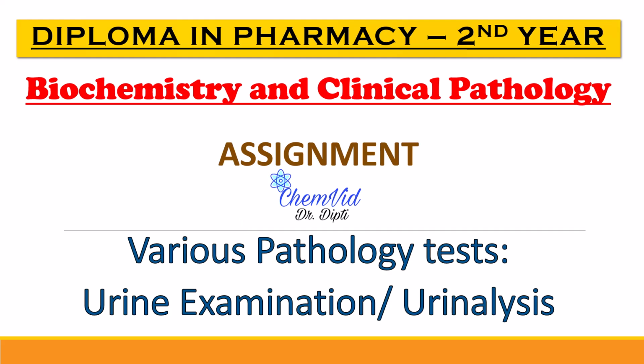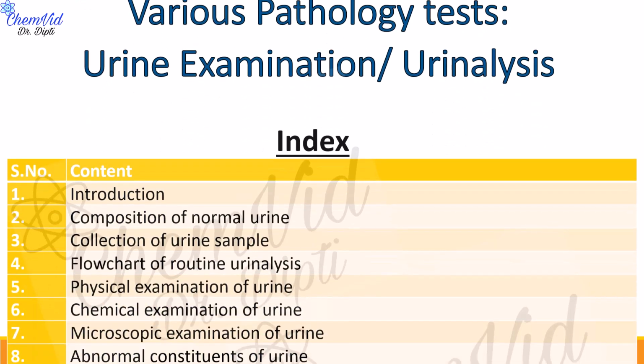Hello friends, this is an assignment of Diploma in Pharmacy second year and the subject is Biochemistry and Clinical Pathology, and the topic of the assignment is various pathology tests, and today we'll be looking at the urine examination or urinalysis. Now to start with, first you have to write the index.